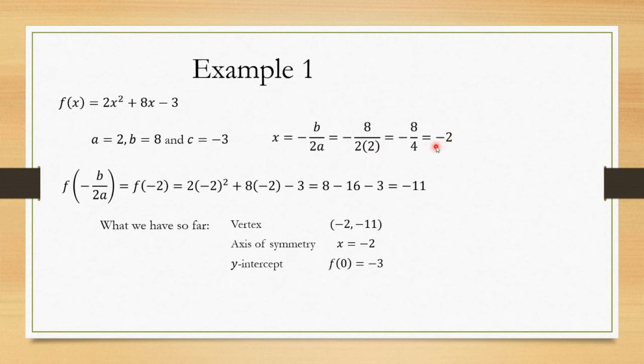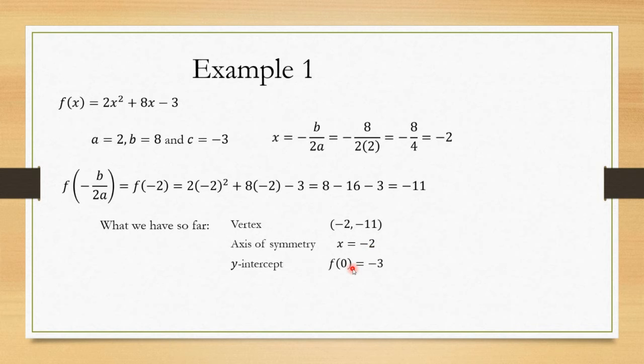But we need the y coordinate, right? That's the function value. So we plug it into the function here. And, going through the calculations, we get negative 11. You can check my calculation. I'm pretty confident this is right. But basically, what we get then is the vertex is negative 2, negative 11. The axis of symmetry is x equals negative 2.